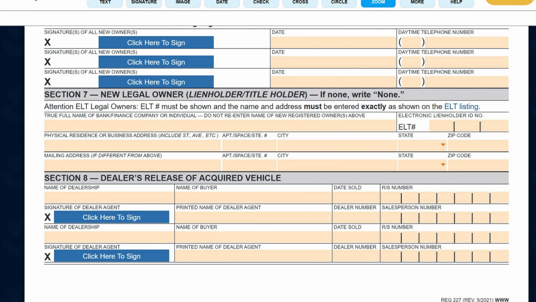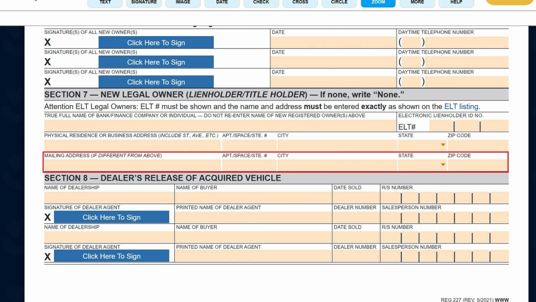For the seventh section, it may be left blank if it is not applicable to your situation. If it is, please provide the following information. Indicate the full legal name of the new lien holder or title holder. Do not re-enter the name of the new owner above. This is to be followed by the electronic lien holder number and the physical residence or business address. If different from the address indicated above, please provide the mailing address.